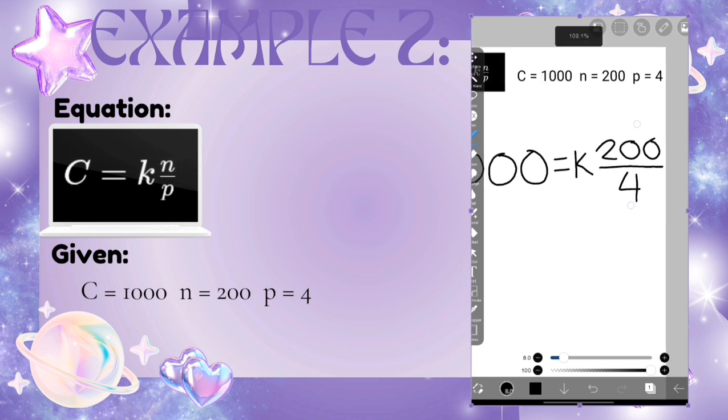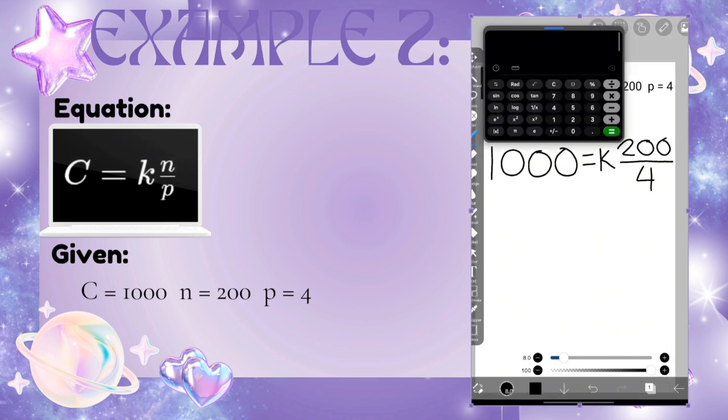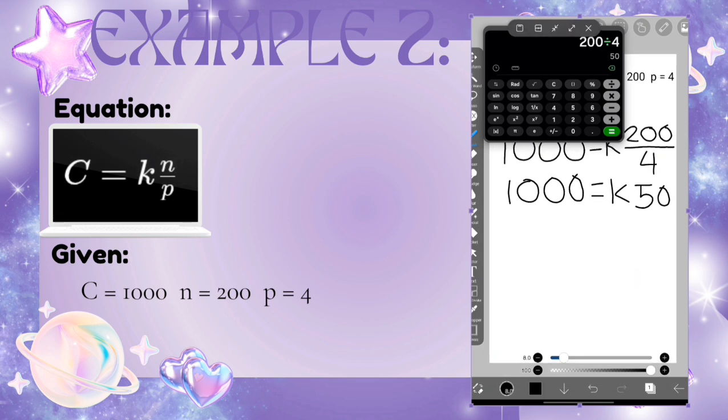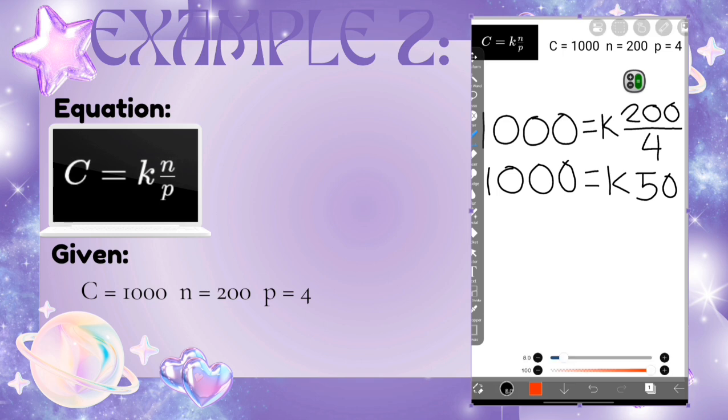Ang susunod natin ay ipag-divide yung 200 sa 4. We're just gonna open my calculator. I-rewrite ulit yung 1,000 and K. Then, ipag-divide yung 200 sa 4 and the answer will be 50. But, syempre, hindi pa tayo tapos dyan kasi hinahanap pa natin ang K. Hinahanap natin yung K.